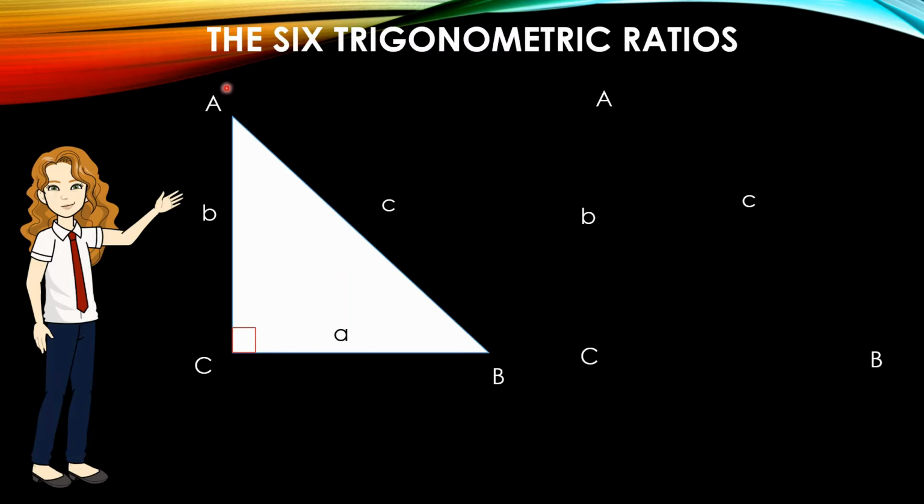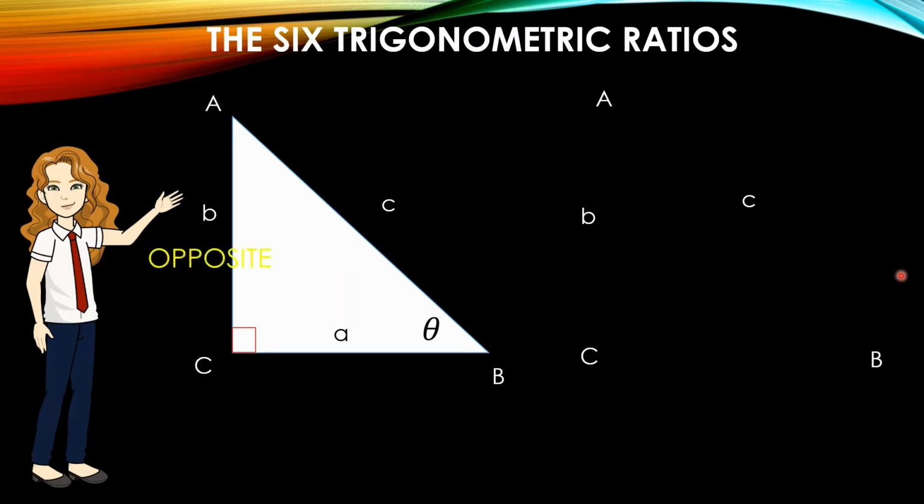So if we have the angle A, the opposite of angle A is side a. Then the angle B, the opposite of angle B is side b. And the opposite of angle C is the hypotenuse, side c.